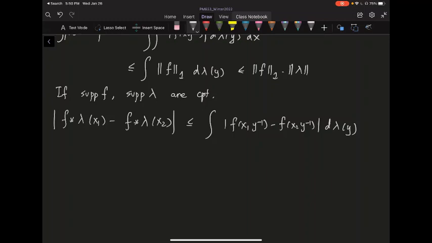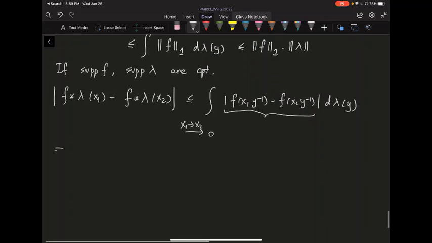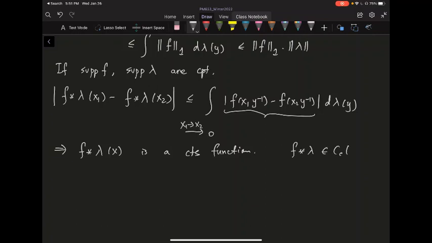Because your function is continuous and the support of lambda is compact, f is going to be uniformly continuous on the support of lambda. So this can be bounded above by some epsilon, as long as your x1 and x2 are close enough. And because your lambda is also bounded, this whole thing goes to zero as x1 gets close to x2. This really follows from the continuity of f and the compact support of lambda. So what we have is that f convolved with lambda is a continuous function. Because it's continuous and compactly supported, it's in C_c(G) again.